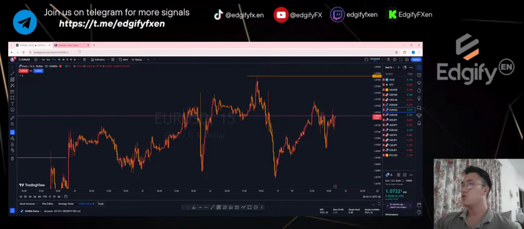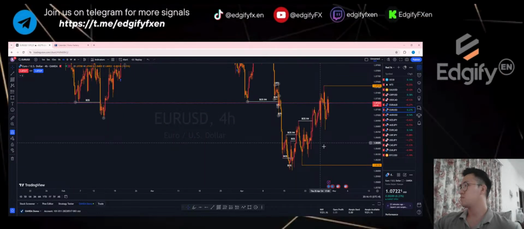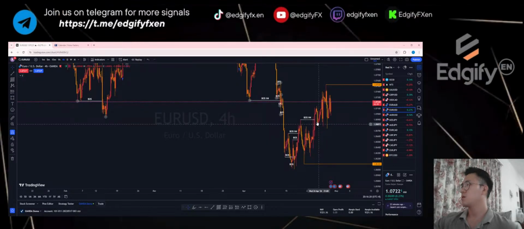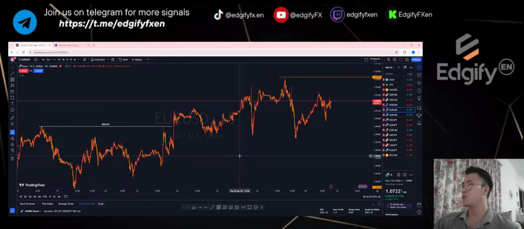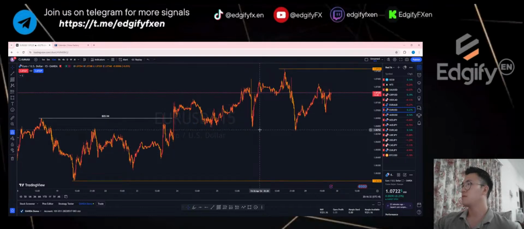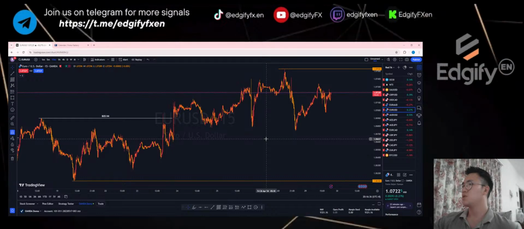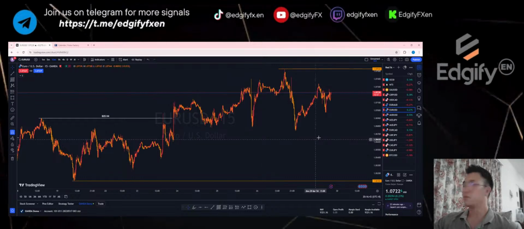Euro USD on my hour 4 is a buy momentum. We couldn't get any confirmation since last week. Price has just broken above and continued to pump. Looking at our minute 15, we are also looking for a buy momentum. So we'll just wait for a confirmation to happen first before we jump in.